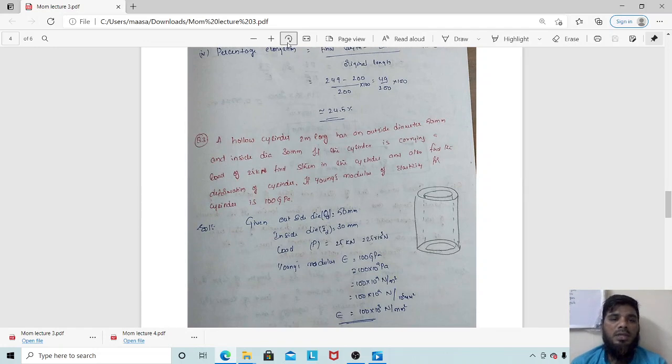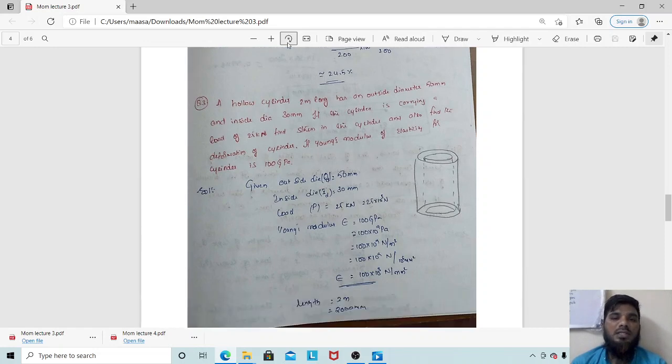Okay, next question. A hollow cylinder of 2 meters long has an outside diameter of 50 mm and inside diameter of 30 mm. If the cylinder is carrying a load of 25 kilonewtons, find the stress in the cylinder. Also find the deformation of the cylinder. Young's modulus of elasticity for the cylinder is 100 gigapascals, they have given.